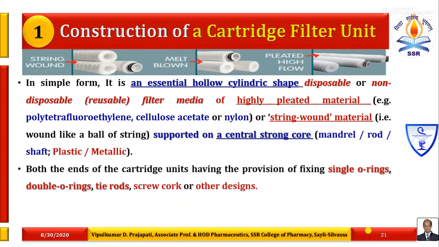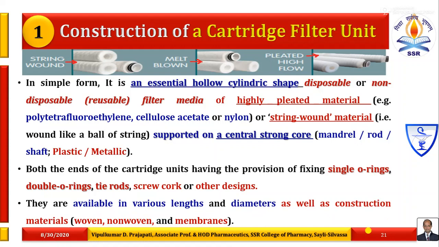Both ends of the cartridge units have provision for fixing single O-rings, double O-rings, tie rods, screw corks or other designs, because with the help of these fixing rings or corks, the cartridge can be easily fixed into the cartridge housing or cell. They are available in various lengths and diameters, as well as construction materials: woven, non-woven and membranes.